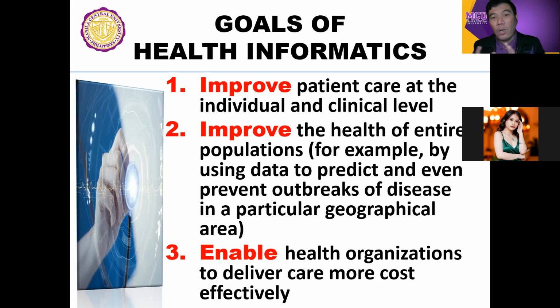So this is more geographical. Take the improvement of the health of the entire population, for example, why the Department of Health has daily updates on the number of active COVID-19 cases, number of COVID-19 deaths, and number of COVID-19 recoveries. This is for the entire country. How did the Department of Health gather that information? It is still the use of health informatics.